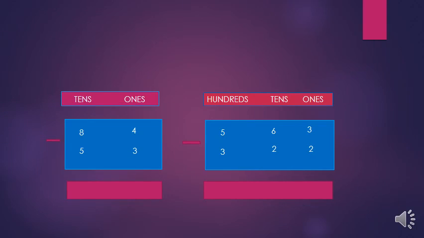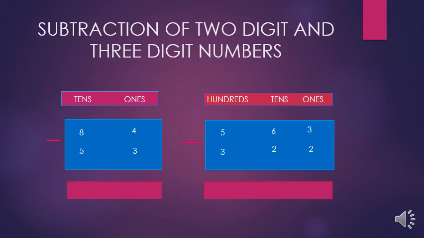Here is subtraction of 2-digit and 3-digit numbers. Subtraction means, as I already told you, minus. So again the place values came: ones, tens and hundreds. Where do you have to start from? From the right side, from the ones place.